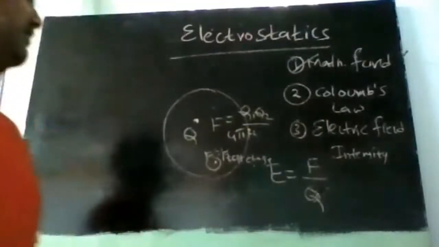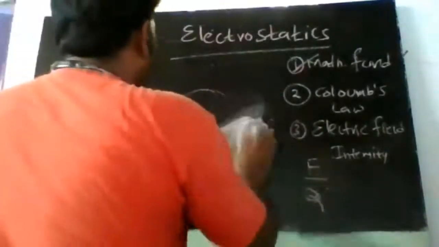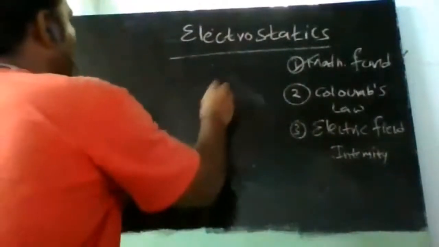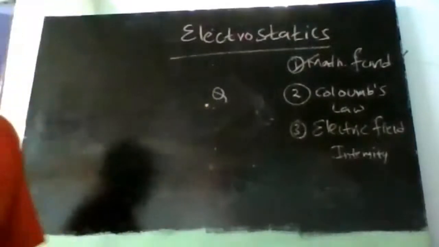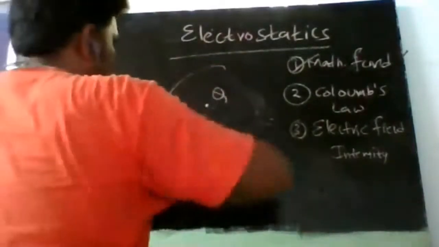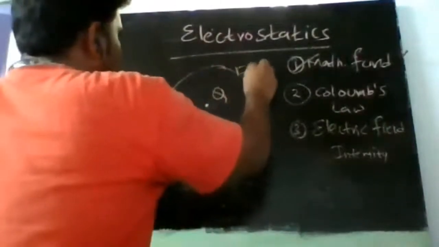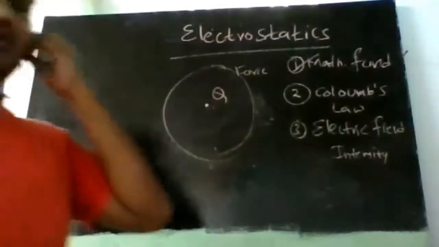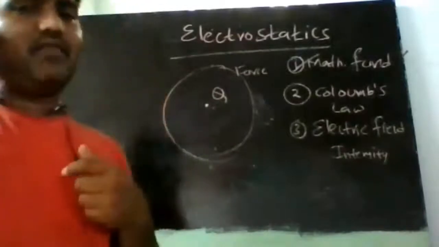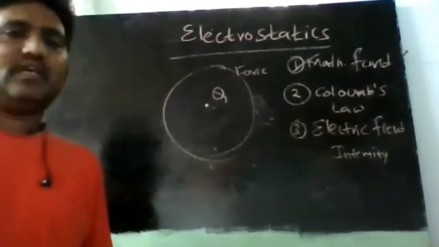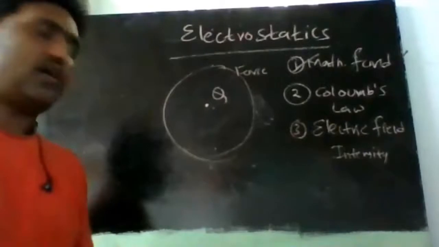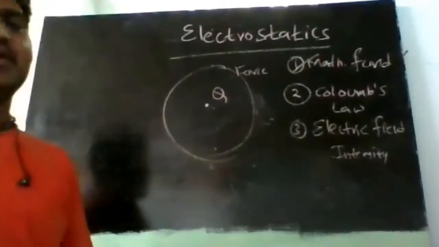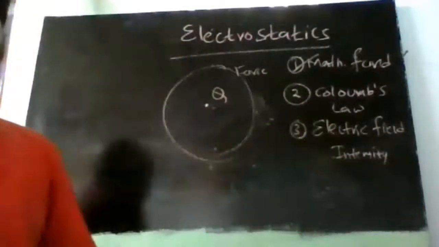Now, we know that Coulomb has said that whenever there is some particular charge, a static charge, around this charge there will be some force. We know that. That's what Coulomb's law says. Coulomb has already told us that whenever there is a charge, around this charge there will be some force present, and you can calculate the force.